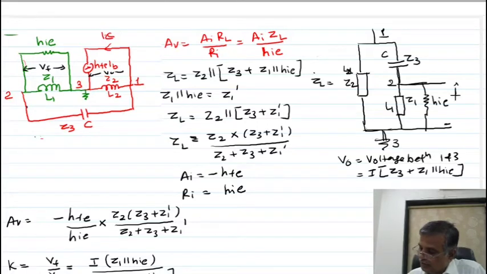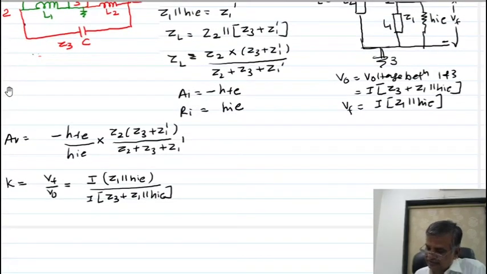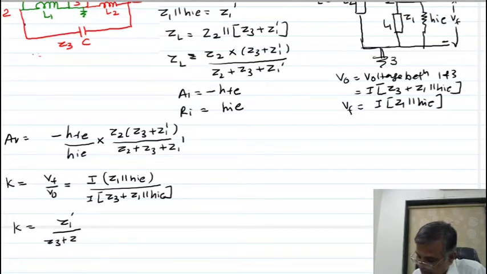This is your VF, you know. So what is your VF? Current into Z1 parallel HI. So I think it is very easy to understand like this. Now let me write K, which is Z1 dash upon Z3 plus Z1 dash, because we have written this Z1 dash, so I can write K like this. Now let us do more calculation.